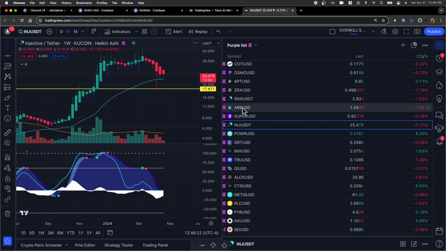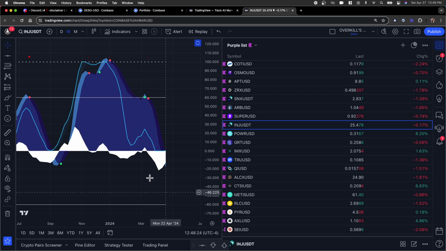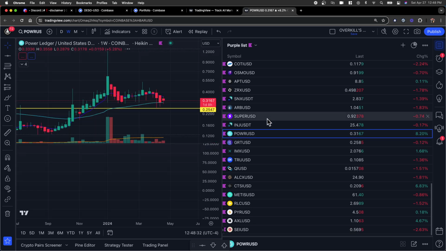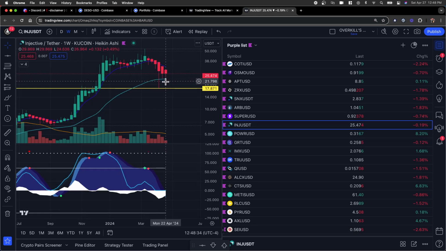INJ, that had a big wick down to 17. That's going to be the new level. Again, the stochastic still sitting on the floor, but to me, this one's still a falling knife. Let's wait on the green dot to add again to this one. I'm not going to be a buyer just yet, but that is sitting right on that 50 week at the moment. So your stop loss on this is 17. This is a Solana ecosystem play.